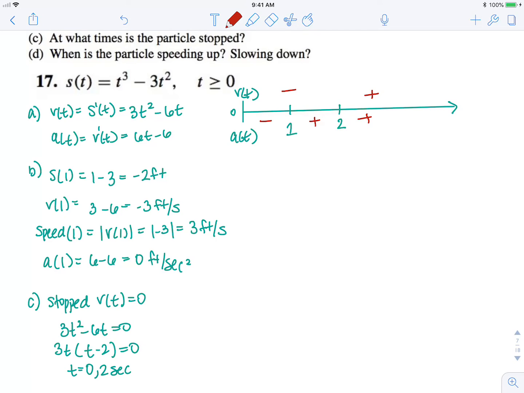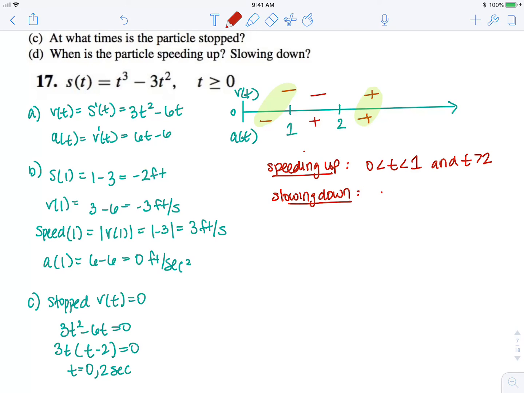So we know that they are speeding up when the signs are the same. So the signs are the same here between 0 and 1 and greater than 2. So we're speeding up for 0 is less than t is less than 1, and for t greater than 2. And we're slowing down in the intervals where the velocity and acceleration have opposite signs, and that's between 1 and 2 seconds.